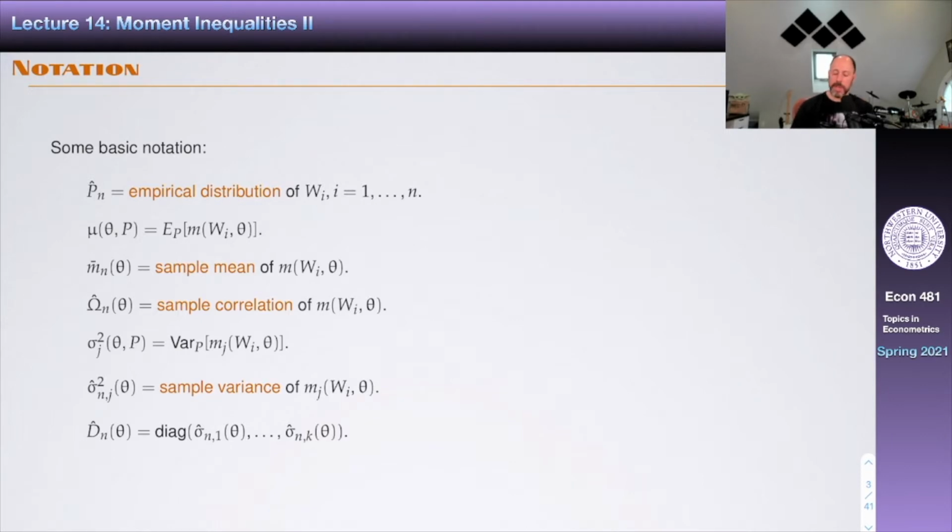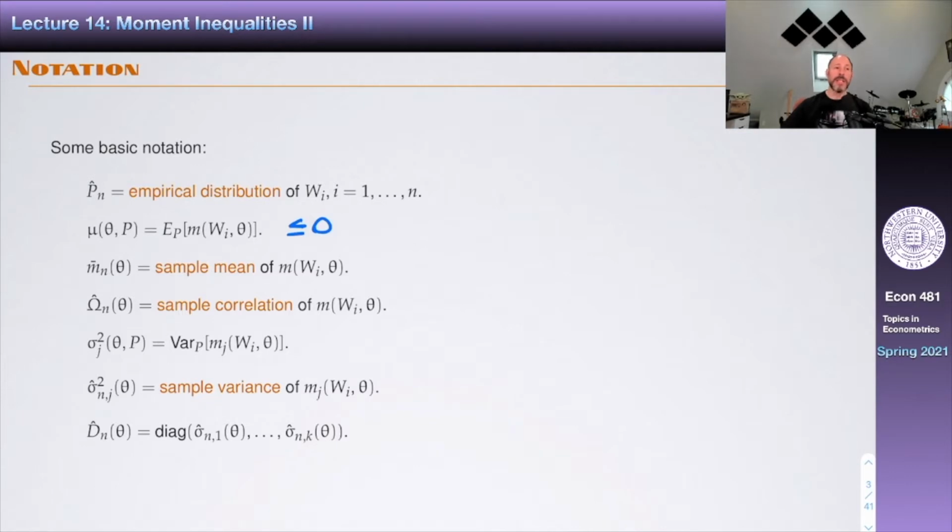Remember that we're going to be using models with moment inequalities that say this is less than or equal to 0. The sample analog of those moments m is going to be m bar. And omega hat is the sample correlation matrix, which will have 1 in the diagonals and correlations outside the diagonal. The population variance of each moment is going to be sigma squared j, which is a function of theta and the distribution p. And the sample variance is going to be the same, but indexed by n, so sigma hat squared n j.